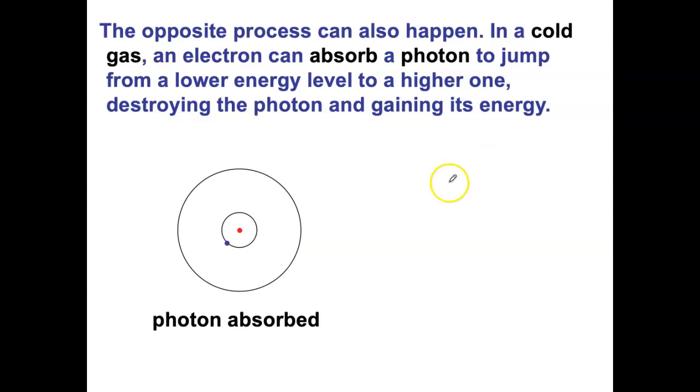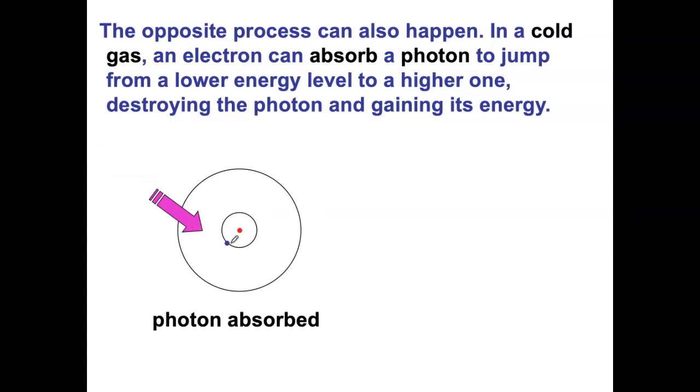So in a cold gas, all those electrons are in the ground state. Since they're at their lowest energy levels, they can't lose any more energy, they can't give off light, which means cold gases are very bad at giving you emission spectra. But those electrons are very good at absorbing light.